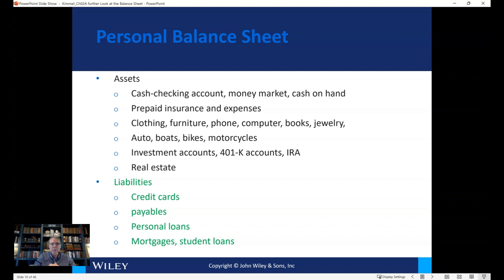Liabilities, it's usually going to be credit cards. So if you go out and even if you pay your credit card off every month, which you probably should because they charge an exorbitant amount of interest, until you make that payment, you have created a liability. You owe the credit card company whatever you just charged. And payables, I don't know that a person would have payables, but hey, you might owe someone, a friend, money. That's technically a liability. Personal loans and mortgages, student loans. Student loans are a liability. It's something that you are going to have to pay back.